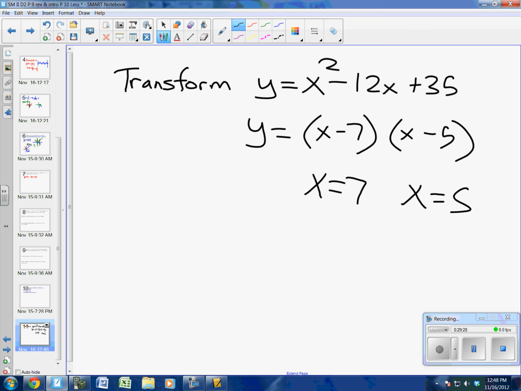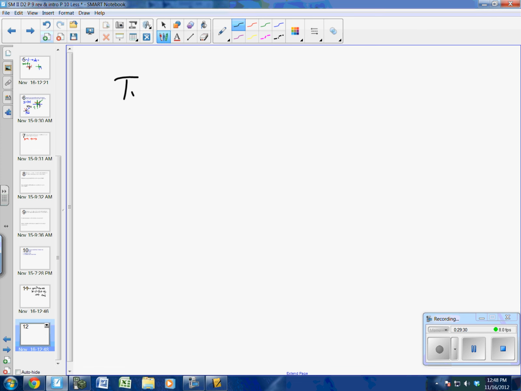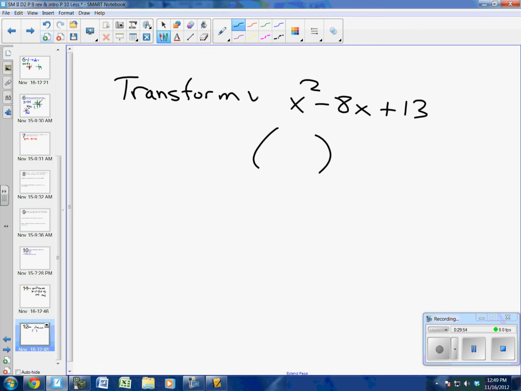There's another one on there that says transform, again, something like that last one, x squared minus 8x plus, let's say, 13 into a form so that it helps you find the vertex. What form would that be? Vertex form. Do you guys remember how to do that? Completing the square.